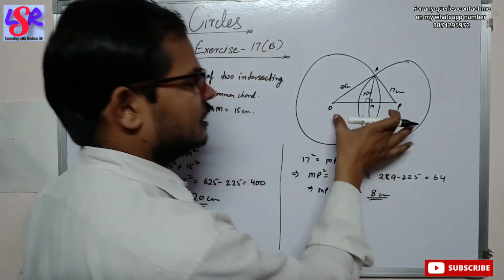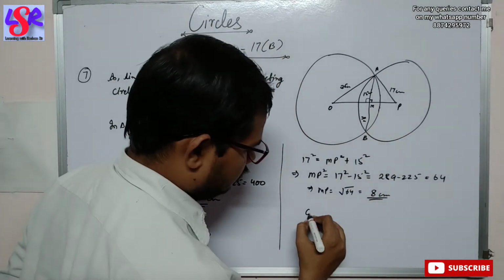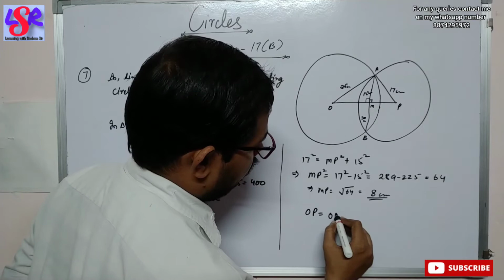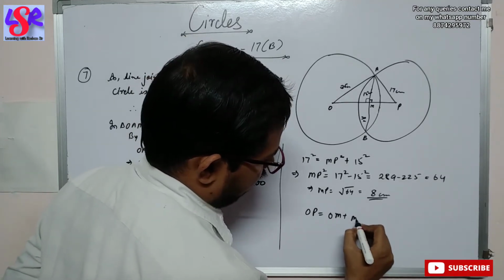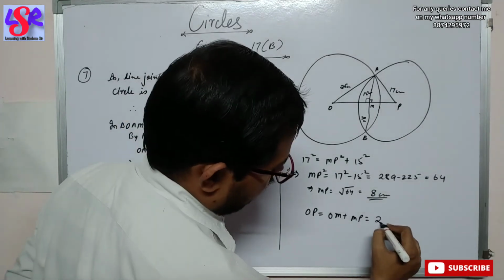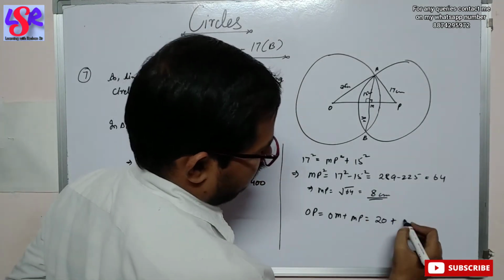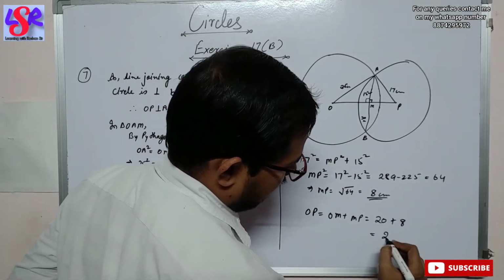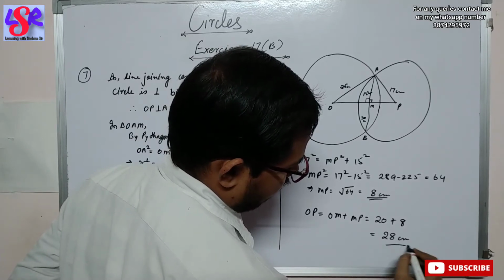Now we have to find the length of OP. So OP equals OM plus MP, and here we have the value of OM as 20 centimeter. So we can write 20 over here, and this one is 8. So we get the final answer as 28 centimeter.